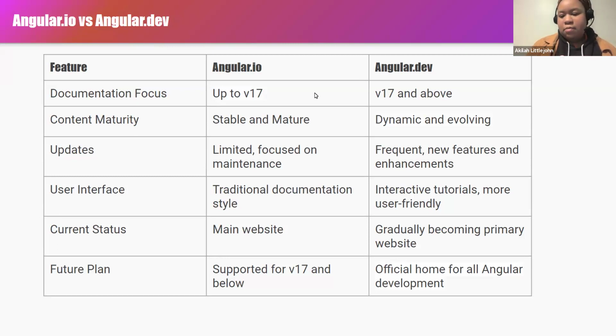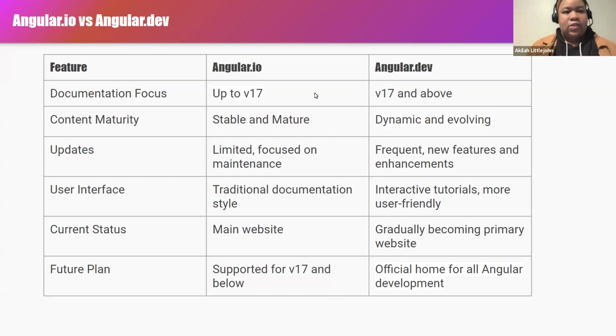Updates. They're not going to really be updating much on the new Angular.io. I think Angular.dev from now going forward is going to be the main source for Angular information and documentation. When they start adding new features and new things, Angular.dev is going to be your new source, and they're going to gradually change that to be the main domain for Angular. That's what current status means. The future plan is that Angular.dev is going to be the official home. That's what they want, and that's what's happening. Angular.dev is the new Angular home.